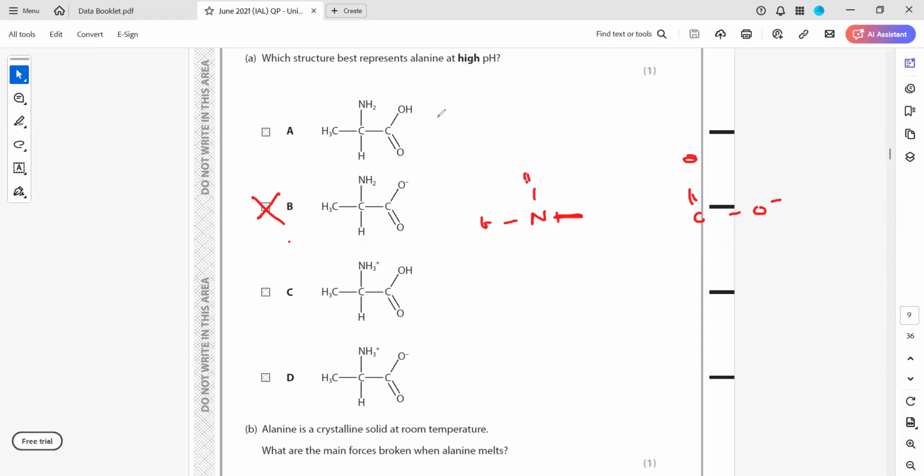Is it clear? If it was a low pH, then what will be our answer? In that case, our answer will be C. This is in a high pH alkaline solution, and if it's a low pH, then C will be the answer.